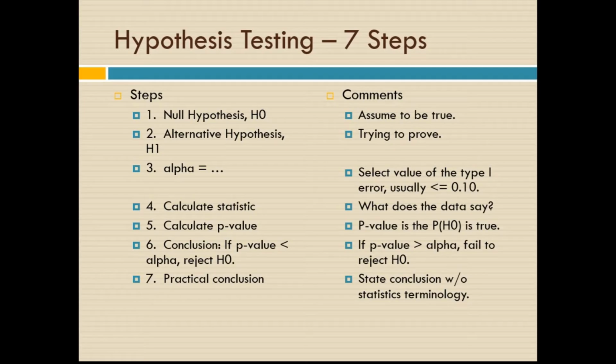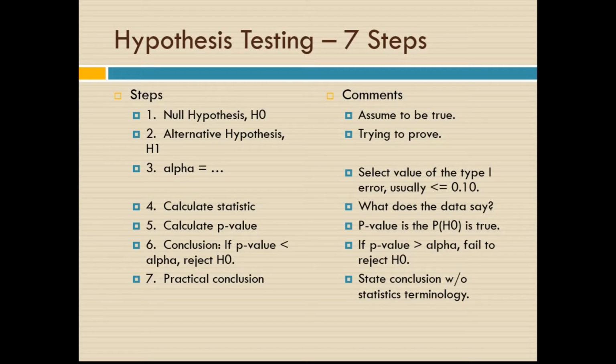So if you think about a jury system, in the United States, for a defendant, what we assume is that they're innocent. The defendant does not have to prove anything. So the null hypothesis in that case would be that the defendant is innocent, and then the alternative hypothesis would be we're going to try to prove that he's guilty. So we've got a null hypothesis and an alternative.